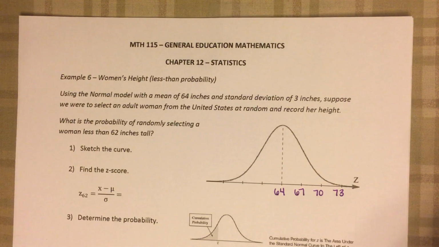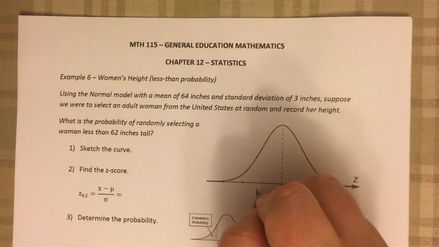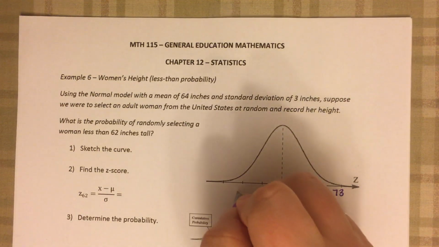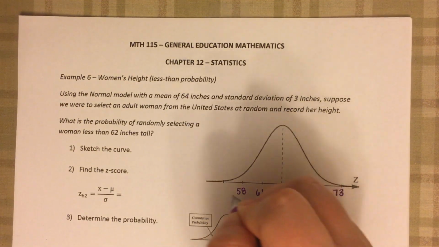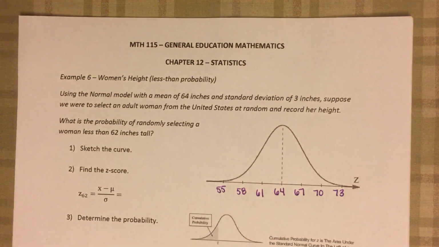Now if we go to the left, we're not going to add, we're going to subtract. So 64 minus 3 gives us 61. Minus 3 gives us 58. Minus 3 gives us 55. So we have a nice sketched normal curve that is labeled using our standard deviations. Again, whether it's given to you or whether you need to sketch something out, we're going to sketch it out and then use our standard deviation to label appropriately 3 standard deviations in each direction.